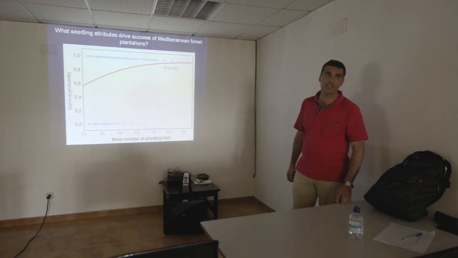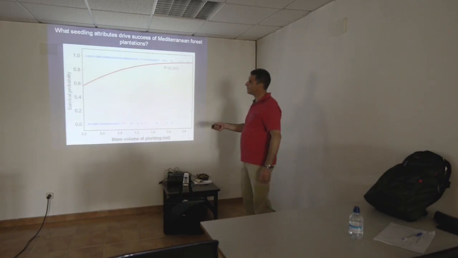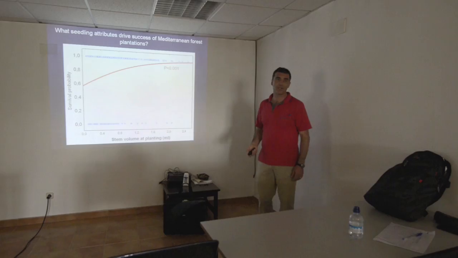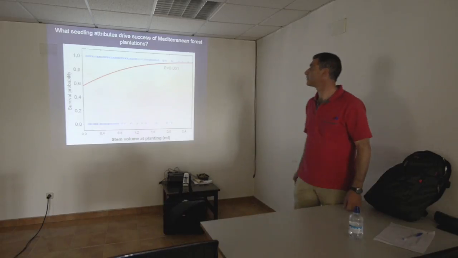Okay, in this case, what we observe is that the survival probability of this shrub was directly related to the seedling size. So those seedlings that were larger, because in this case they received a higher fertilization, would have a higher survival probability than smaller seedlings.